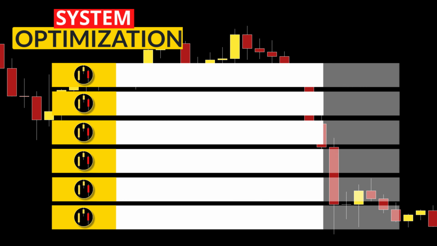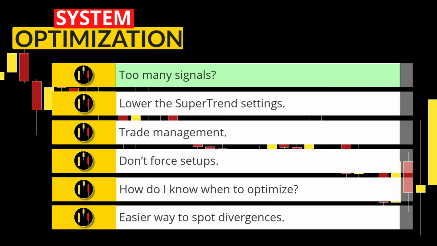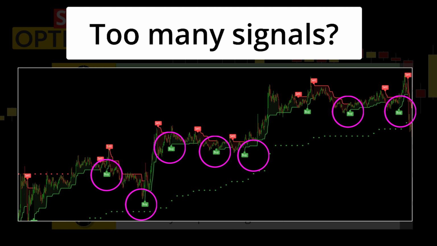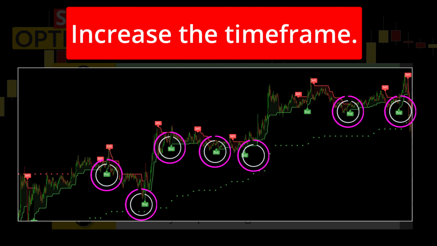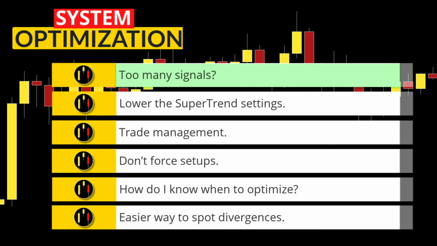Remember, the enemy of great is good. I have 6 ideas on how we can improve this system. First, when you see pullbacks in a trend with a bunch of buy signals, it can be an indication that you need to increase the time frame. This will give you more reliable signals.